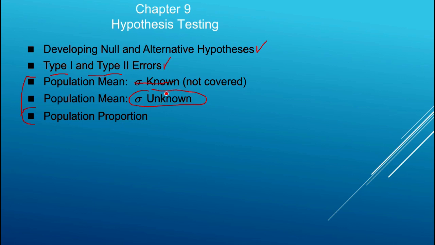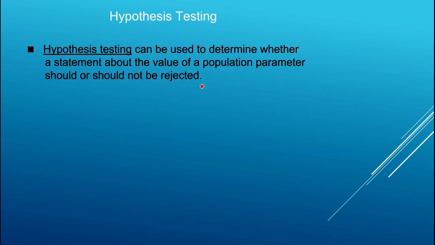So the big difference here in terms of the population mean is that if you know the standard deviation of the population, if you happen to be so fortunate, you don't need to use the t-distribution. You can use the standard normal distribution. So hypothesis testing in general is going to be used to determine whether or not some statement about a population parameter should or should not be rejected.